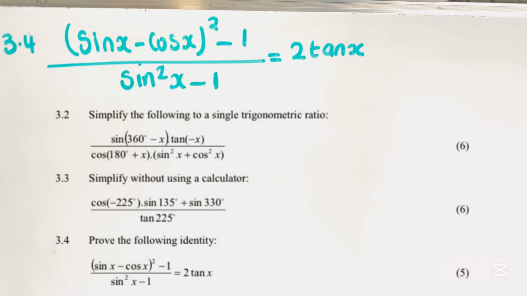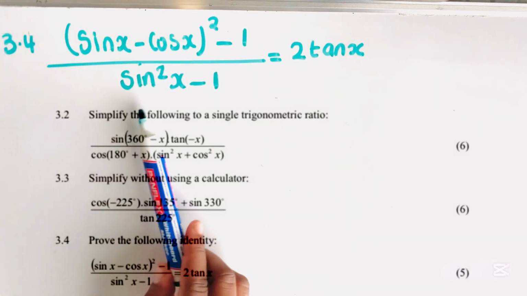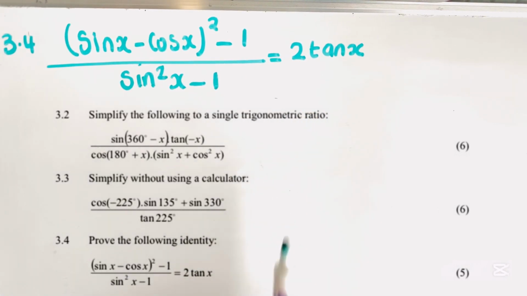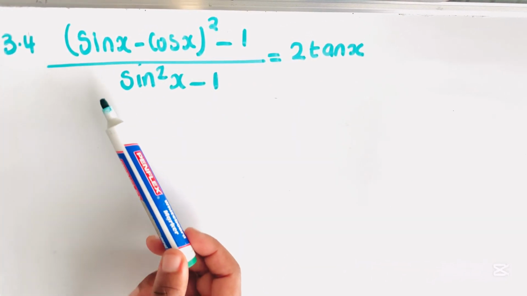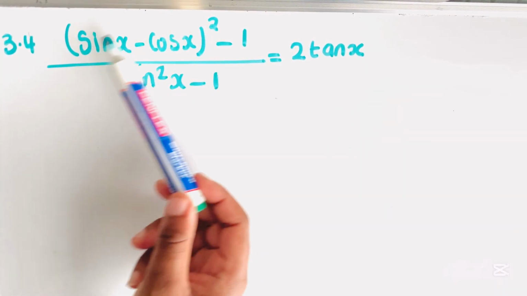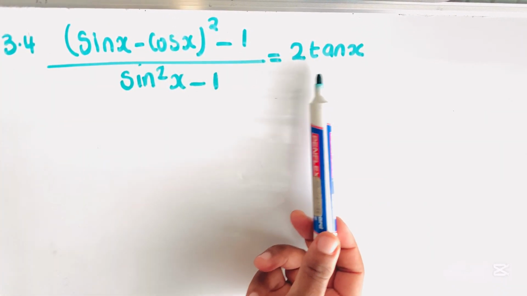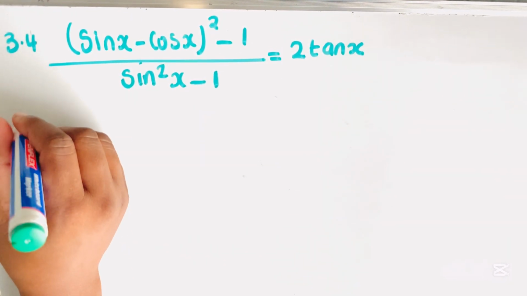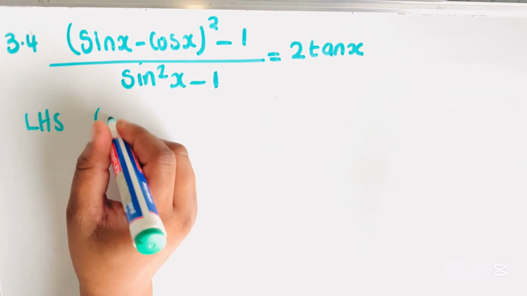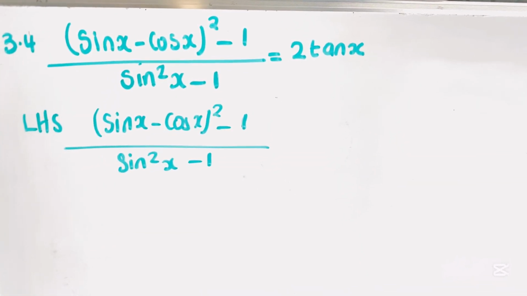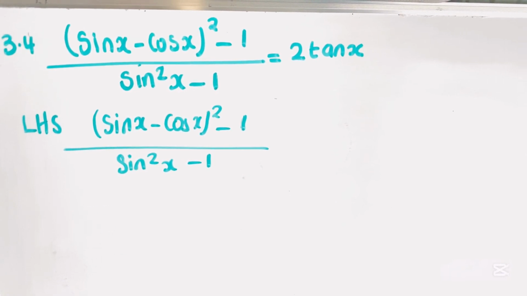3.4. Prove the following identity. We have the left hand side equated to the right hand side. So definitely we can't prove the right is equal to the left. We have enough information on the left hand side to prove the right hand side. So it means we'll use the left hand side. That is, definitely apply the trig identity.